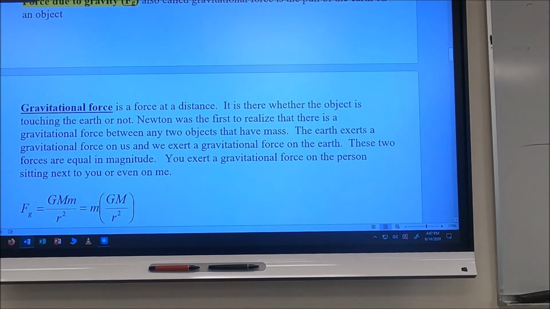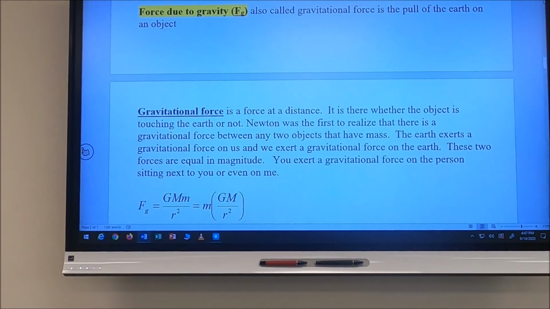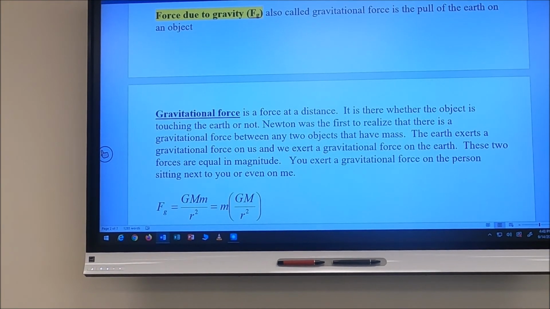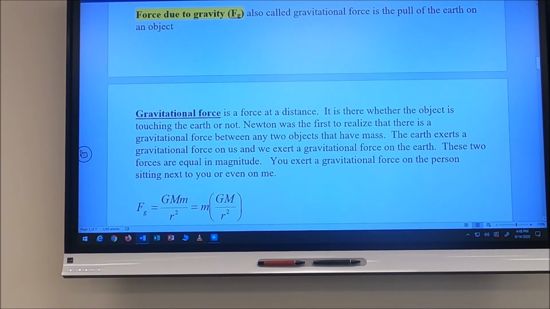Force due to gravity, F sub g, gravitational force is the pull of the earth on an object. Gravitational force is a force at a distance. Okay? And it's there whether an object is touching the earth or not. Newton was really one of the first people to realize that there's a gravitational force between any two objects that have mass. The earth exerts a gravitational force on all of us, and we exert a gravitational force on the earth. These two forces are equal in magnitude, opposite in direction.